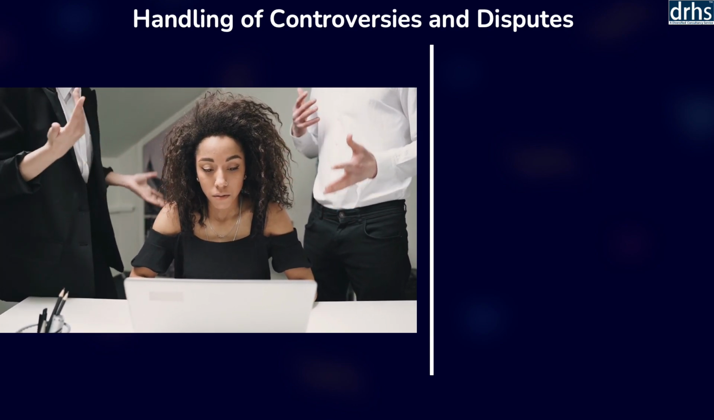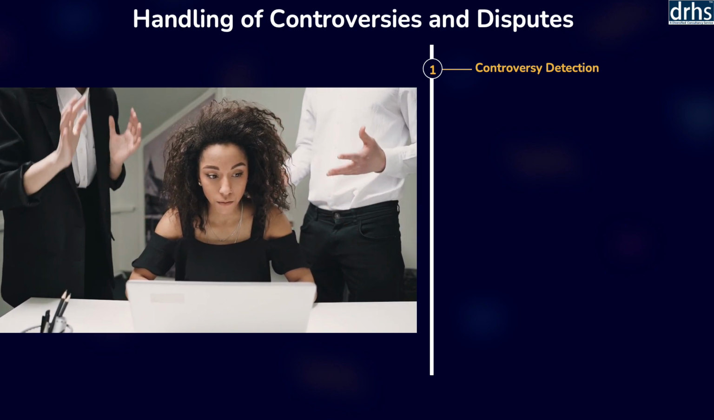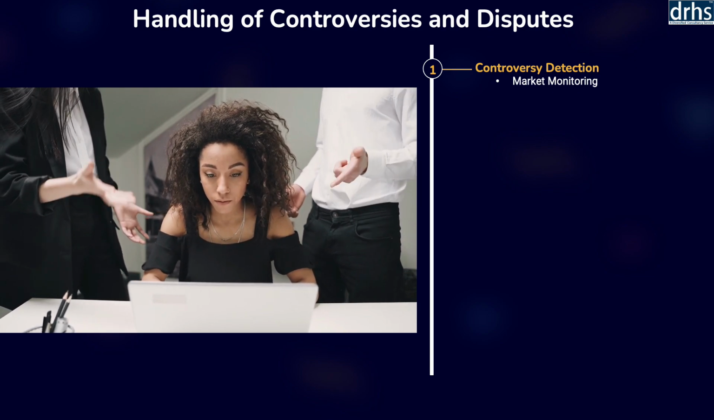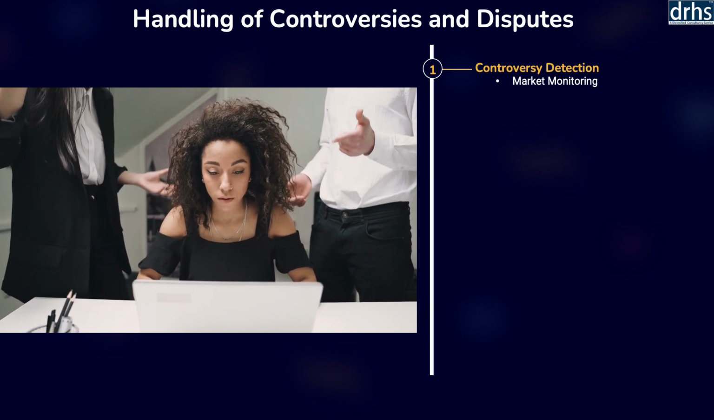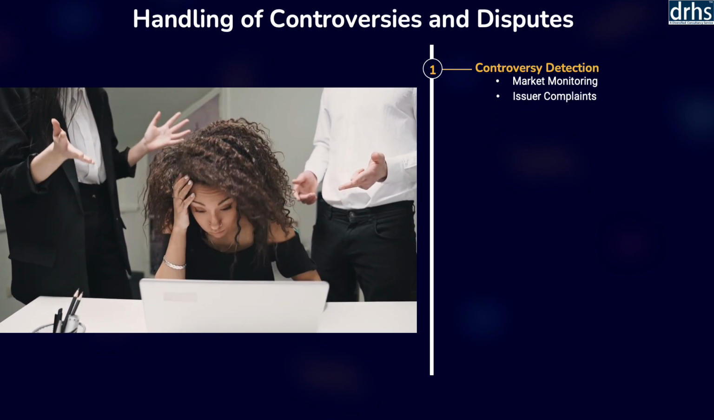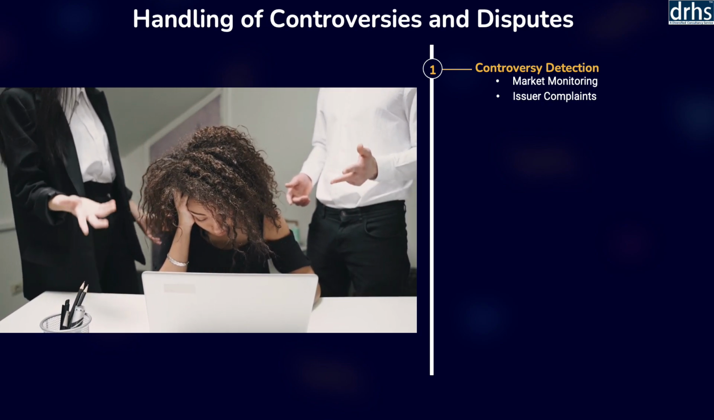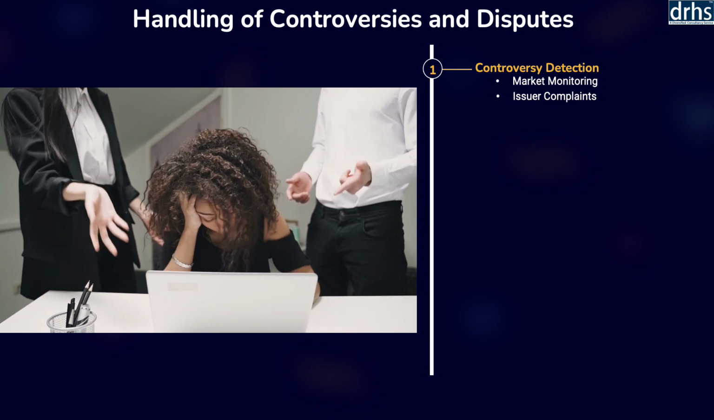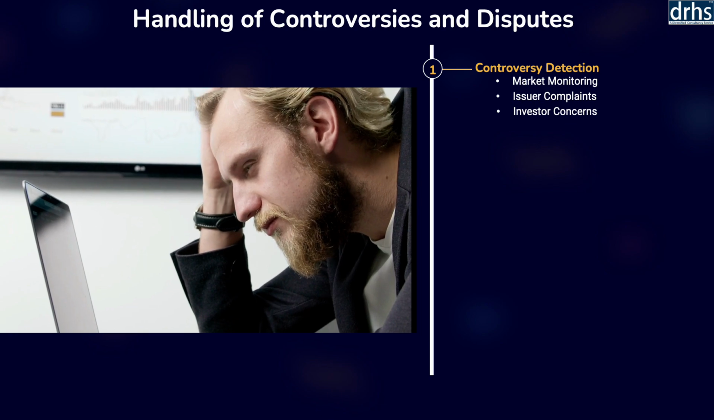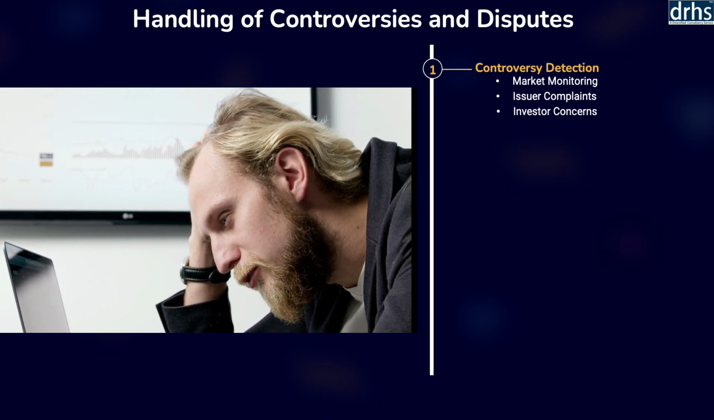The first is related to controversy detection, which can be done in three ways. First is the market monitoring. SEBI will likely monitor market activities and media reports to identify potential controversies surrounding specific ESG rating. The next is related to the issuer complaints. Companies that disagree with their assigned rating can file complaints with the ERP or directly with the SEBI. Next is investor concerns. SEBI might also consider investors' concern raised through official channels or industry associations.